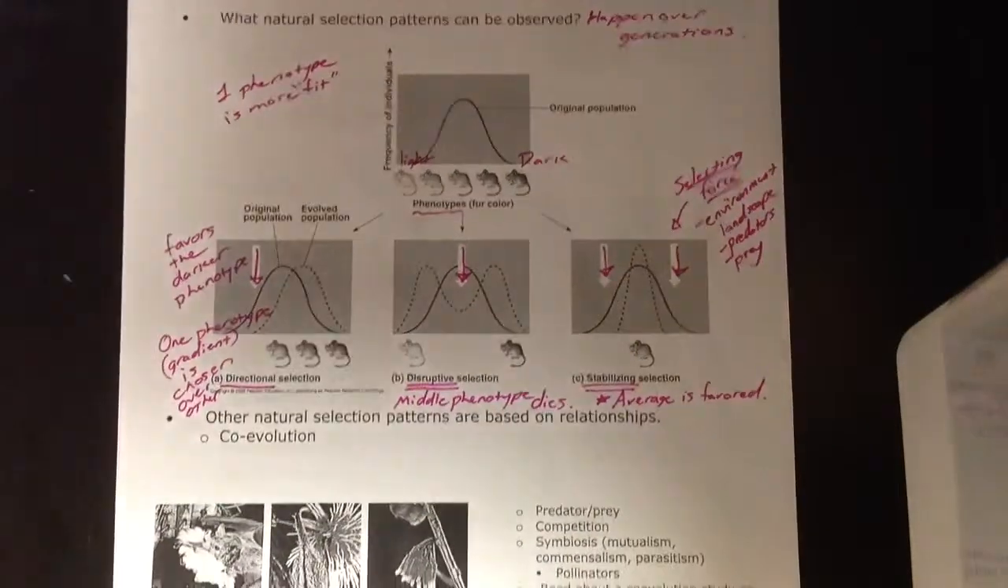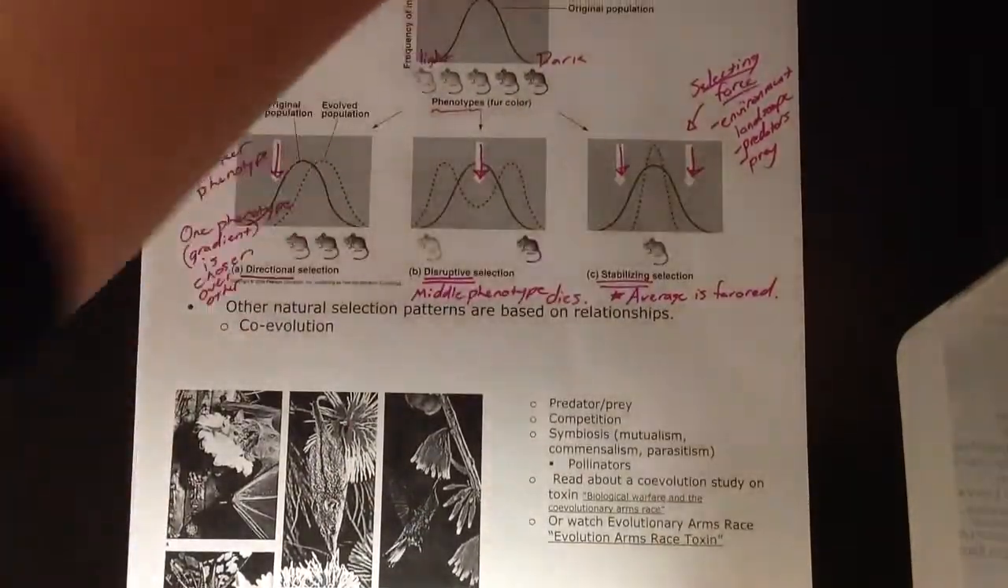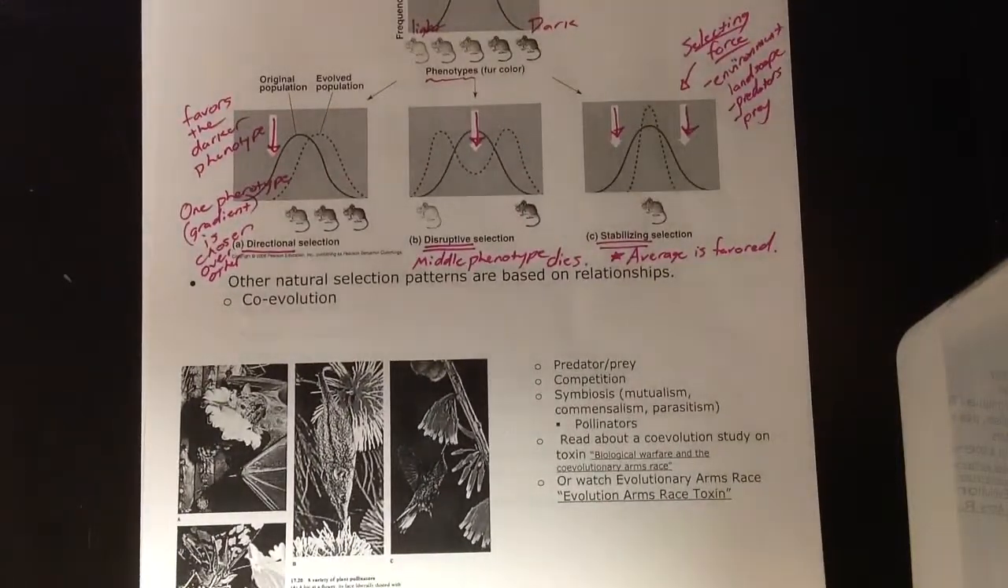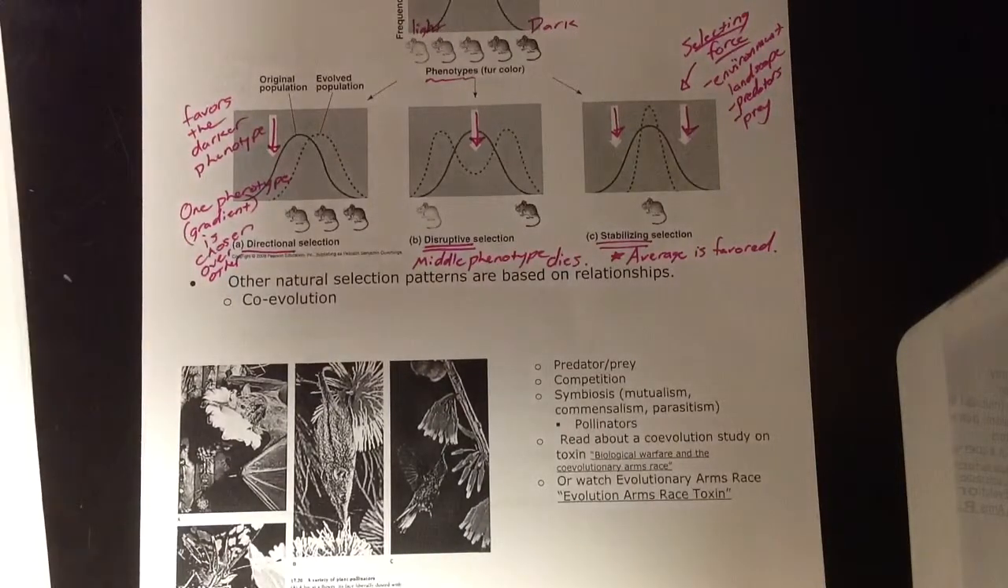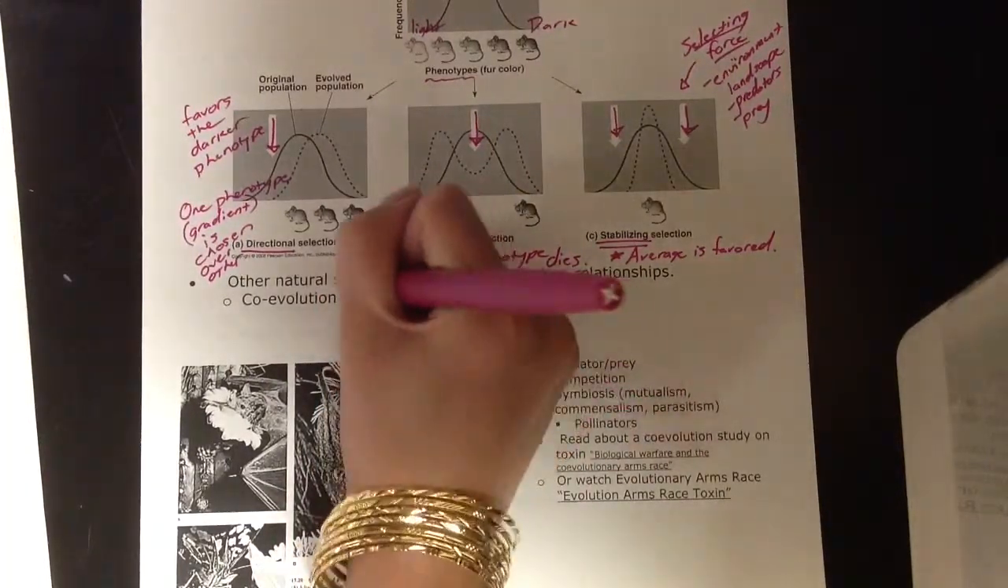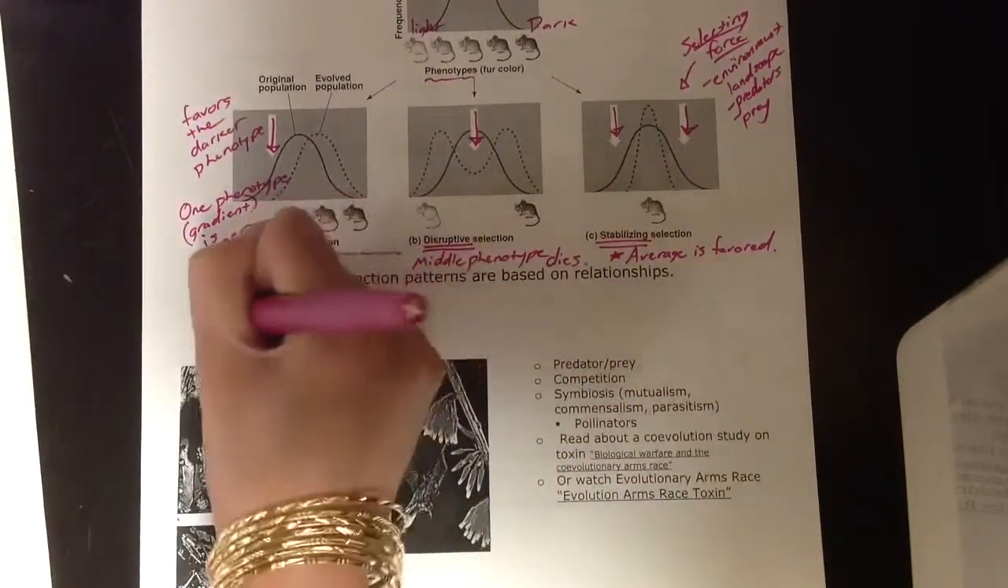Moving along with natural selection and the idea of evolution, there are some relationships that we need to know of that actually affect natural selection. So other natural selection patterns are based on relationships. One type is known as coevolution. Co means together.